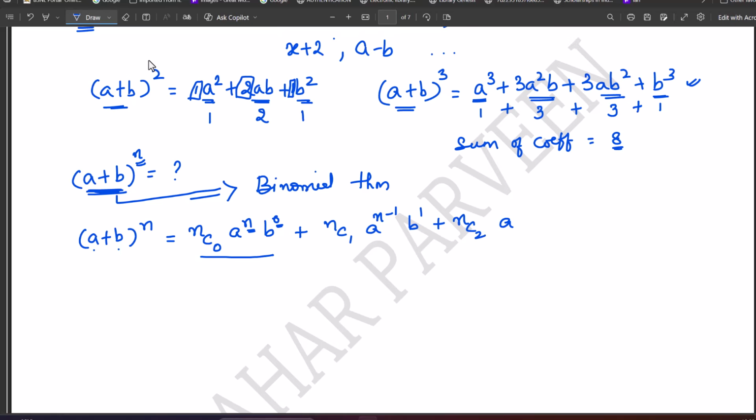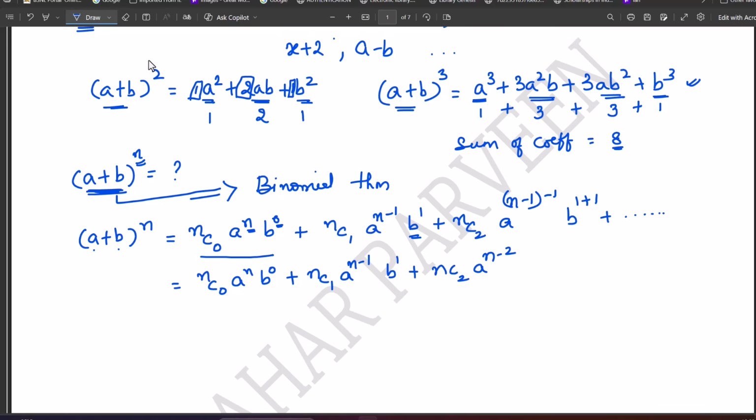Next plus nC2. As I already told you, a power will decrease. You already had n minus 1, minus 1 it will become. b power will increase. Already you had b power 1, plus 1 will come. And so on. Right? So what will be your final binomial theorem? nC0, a to the power n, b to the power 0 plus nC1, a to the power n minus 1, it got decreased, b to the power 1, the power got increased, plus nC2, a to the power n minus 2, b to the power 2, and so on.